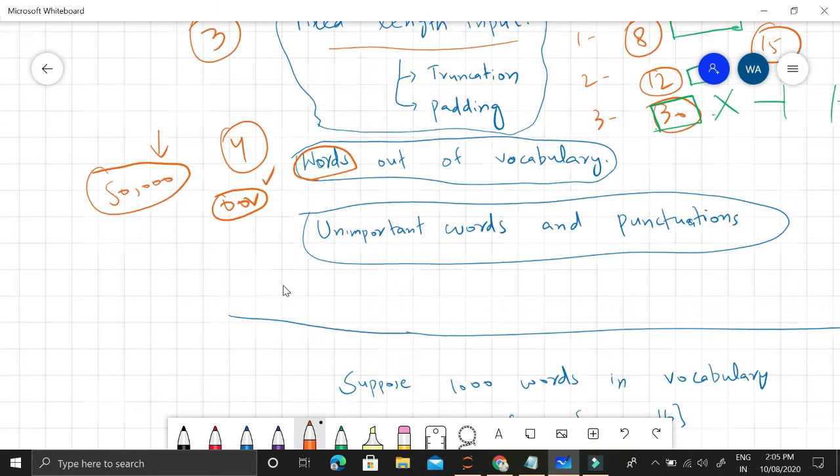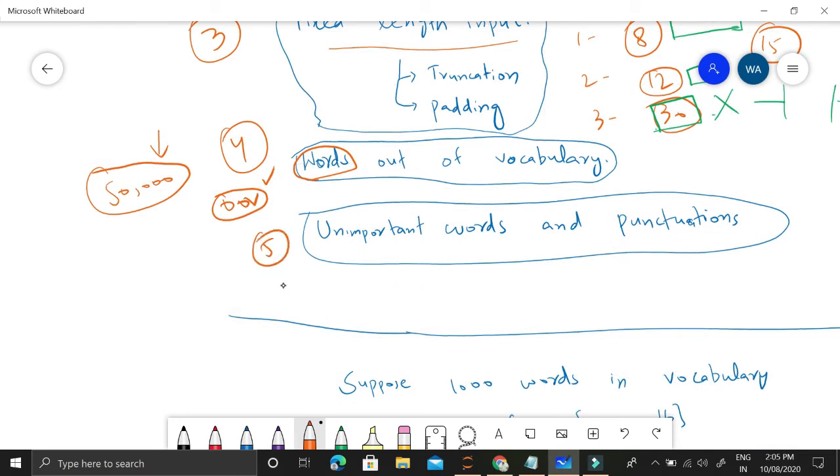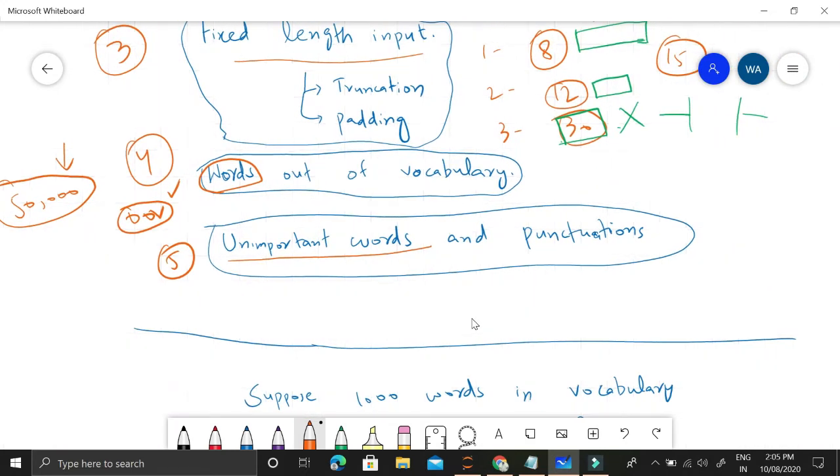Then finally, the fifth thing that we will be dealing with is the unimportant words in sentences. If we look at a sentence, usually there are a lot of punctuations and a lot of words that do not capture the meaning, and those words are basically noise.